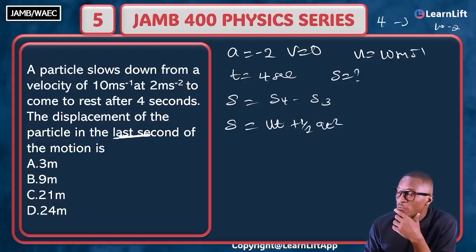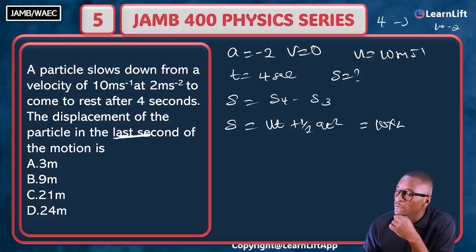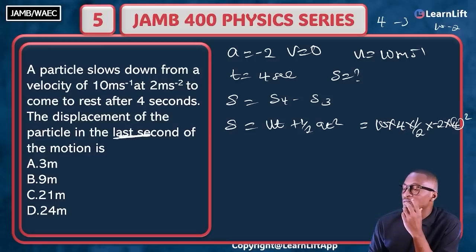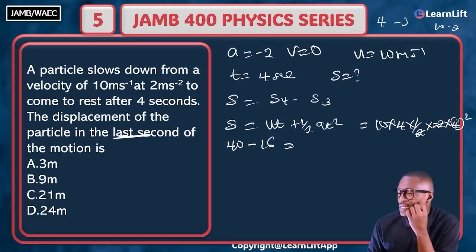For the fourth second, what will be the distance? Distance will be equal to, what's U? That's 10 times T, what's T? 4, times 1 over 2 times what's acceleration? Minus 2 times the time, 4, that's 4 squared. Do that. 10 times 4 gives us 40, minus, the 2 cancels the minus 2, that's 16. What's 40 minus 16? That will give us 24. So the distance at the 4th second is equal to 24.